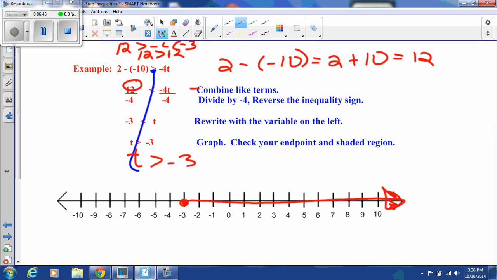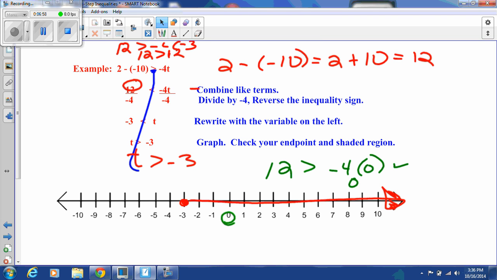Now to pick a point in the shaded region to see if that checks, I'm going to pick 0. I always like to pick 0. But then in my original equation, 12 is greater than negative 4 times 0, which is 0, and 12 is greater than 0. So I shaded correctly.